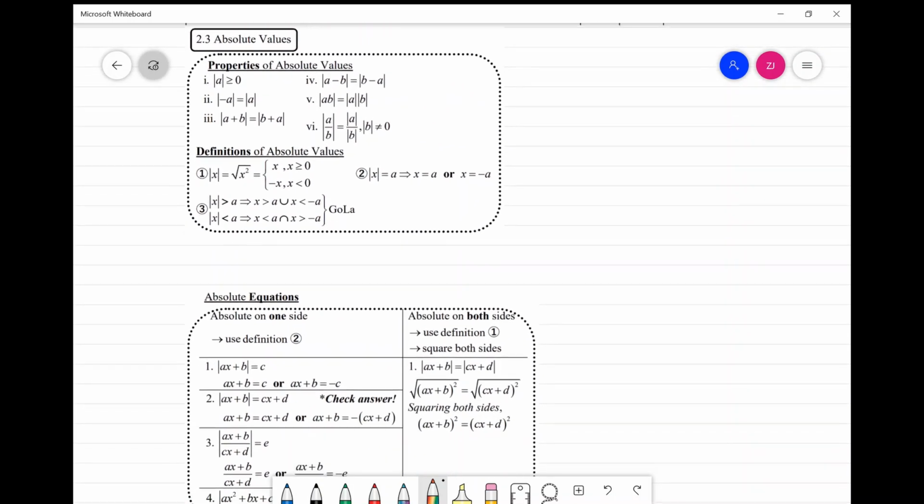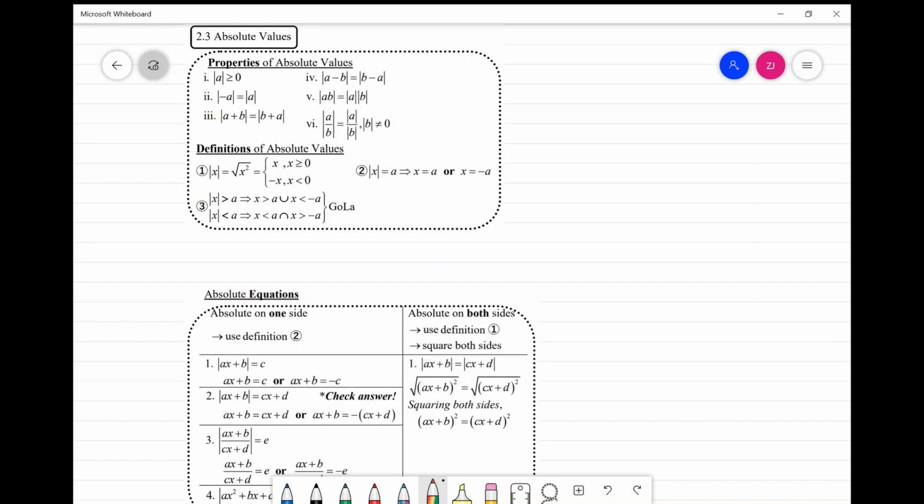Just now we discussed the properties. Now we are going to discuss the definitions of absolute values. The first definition says that if you have absolute of x, it is equal to the square root of x squared, which is equal to positive x when x is greater than or equal to 0, and it will become negative x when x is less than 0. So that's the first definition of absolute value.